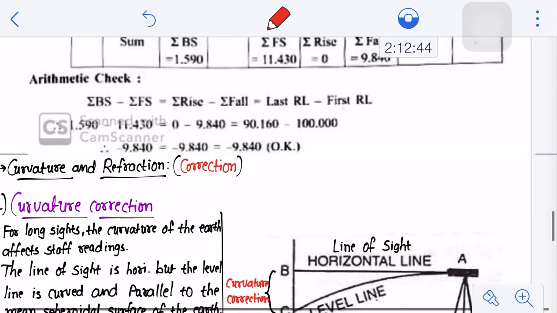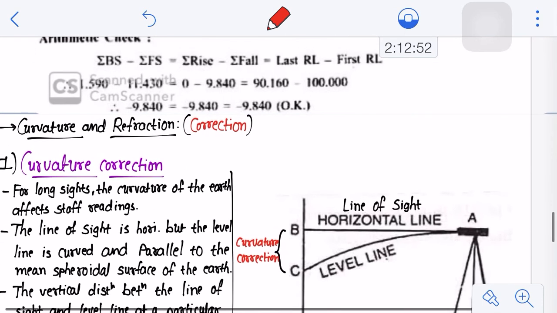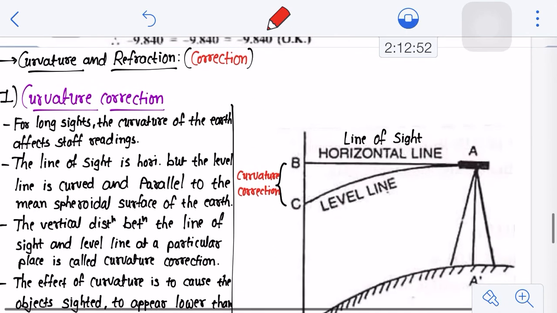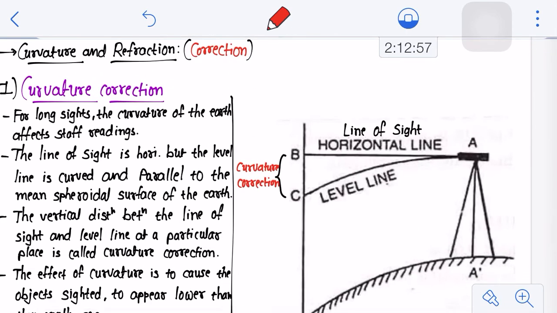So that's all about your different methods in leveling. Now we are moving towards the end, and as I said, I'm going to discuss the corrections and the errors. Let me talk about these corrections and errors very quickly because they are very simple to understand.